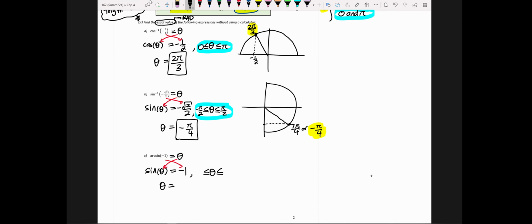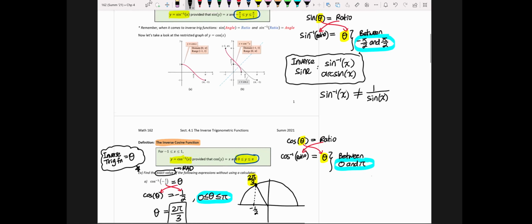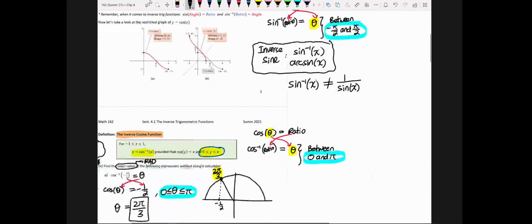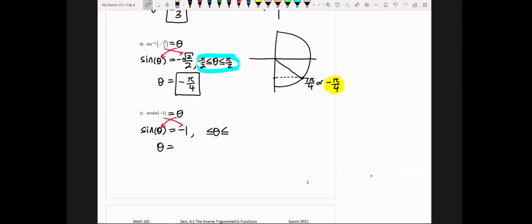I don't know. Okay, so we want to put this on our reference guide too. We'll go up here. For inverse sine, the angle will be between negative pi over 2 and pi over 2. For inverse cosine, our angle will be between 0 and pi. We want to learn those restrictions so we know when we do the switch what our angle is restricted to. So for inverse sine, the theta is going to be between negative pi over 2 and pi over 2.